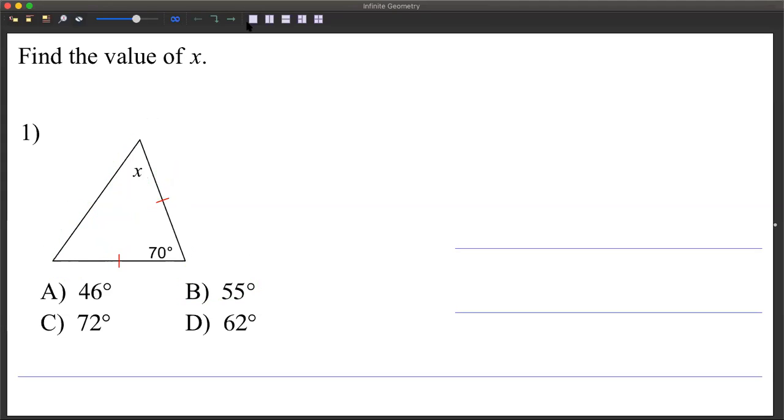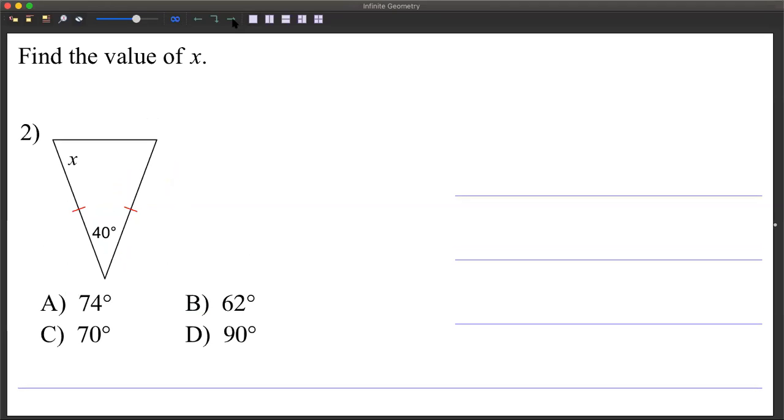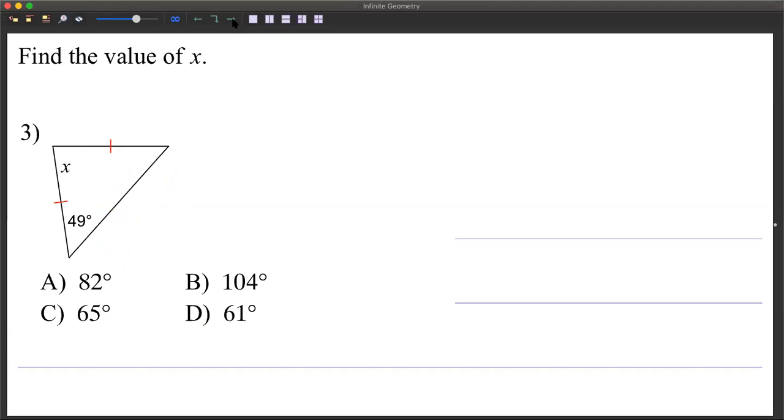Okay. And every one, they're going to change what they're giving you. So this time, well, let me do one. Okay, so here's one. They gave you one of the base angles. So this one and this one are the same. So if that's 49, this is also 49. So now to find X, I'm going to do 49 and 49 is 98. Take that off of 180. And what's that, 82? So be careful. Every time it's going to change, so you can't just always do the same thing.